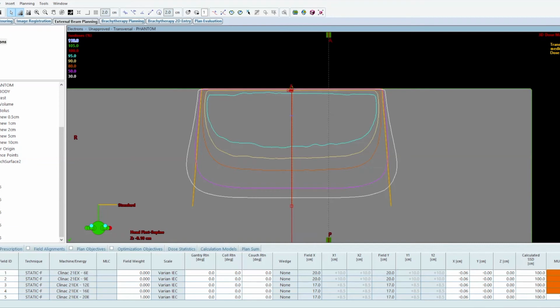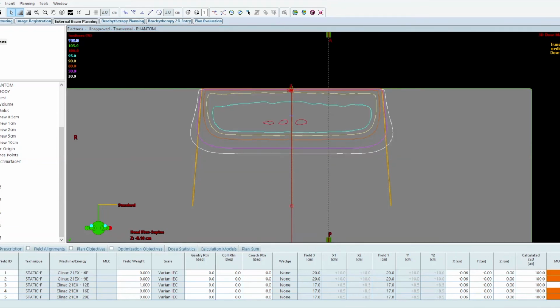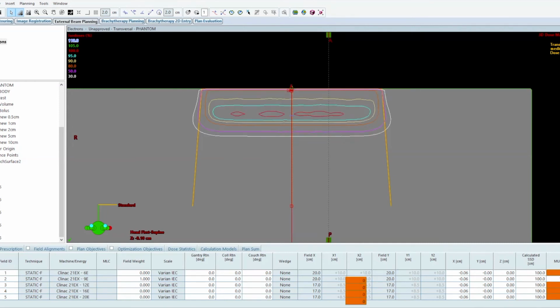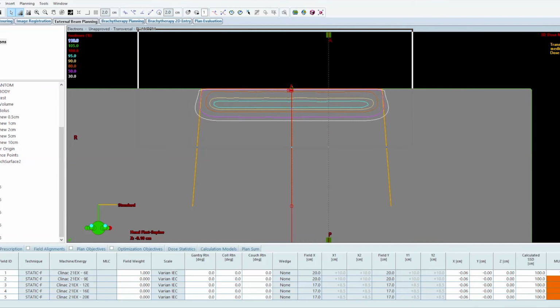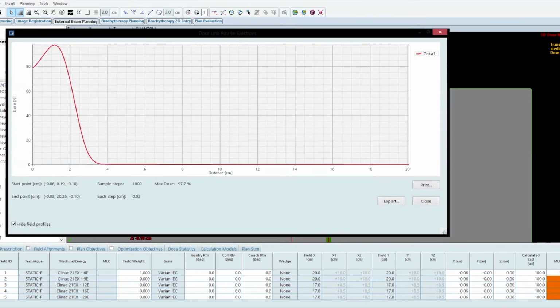Let me cycle through. 16, 12, 9, 6. Let me pull the percent depth doses in, and we'll cycle through.